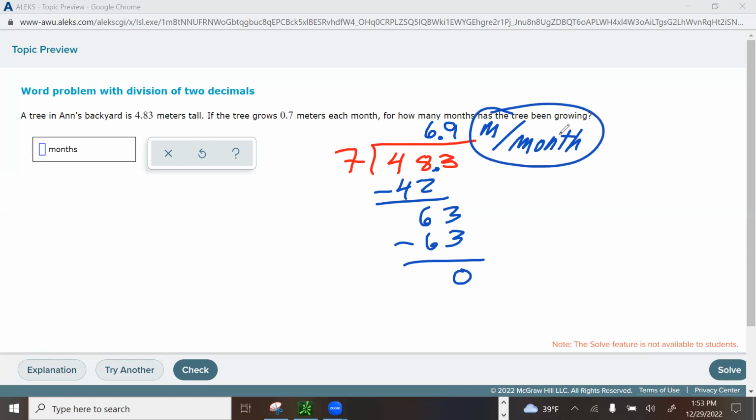And these would be the units, meters per month, because I'm doing meters divided... wait. For how many months? Oh no. The answer is just how many months? Oh, I'm sorry. I need to pay closer attention to what the question is asking. Okay, so 6.9 months. So about 7 months this has been going on.